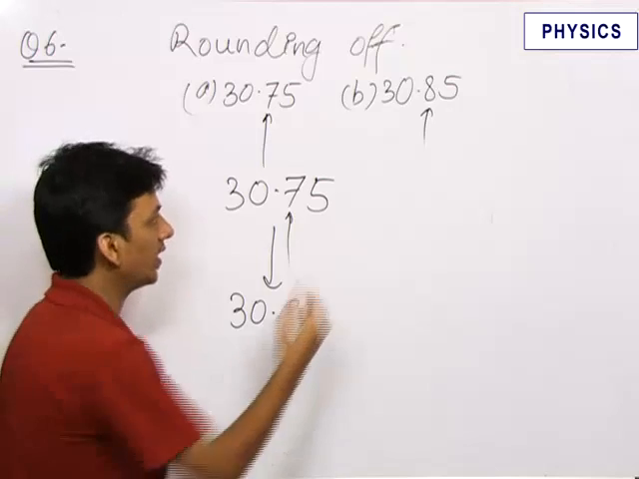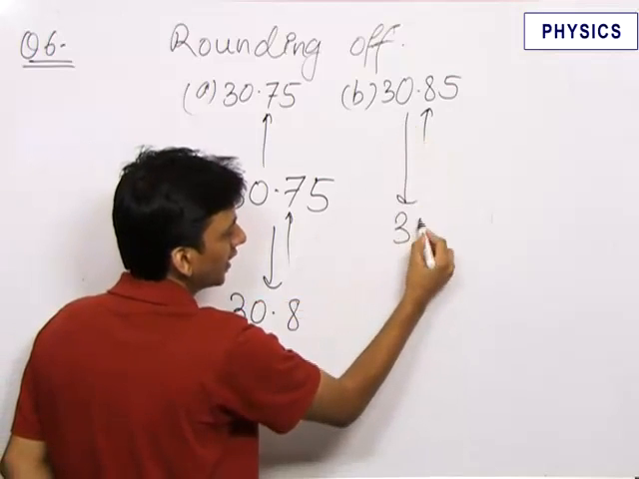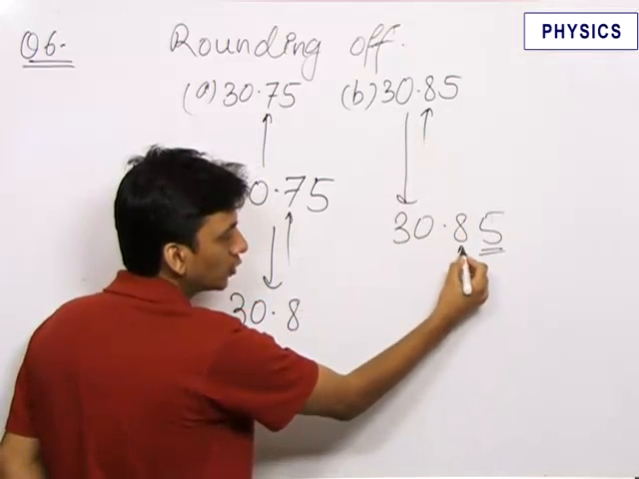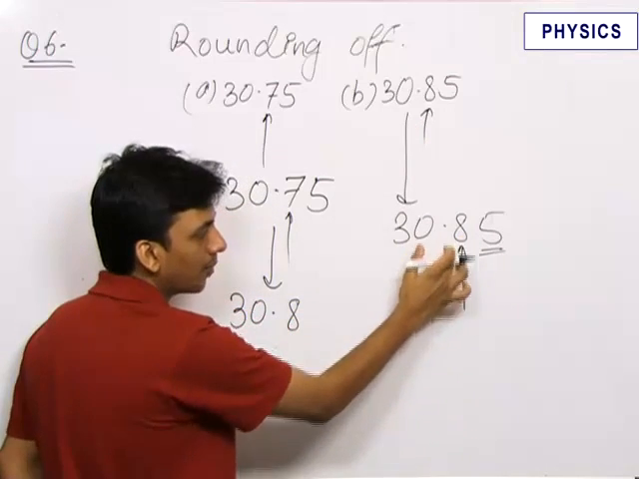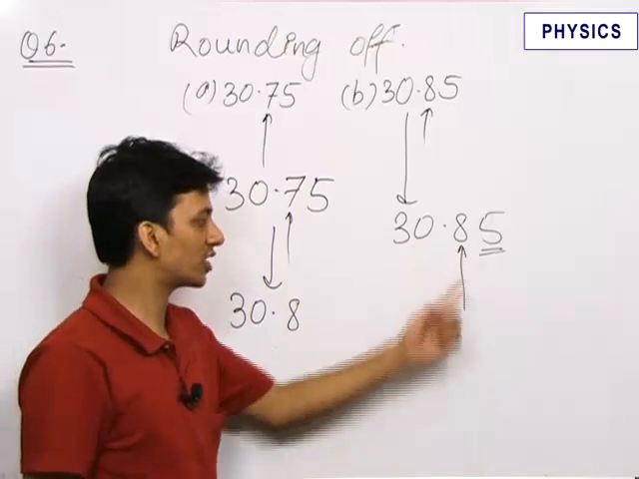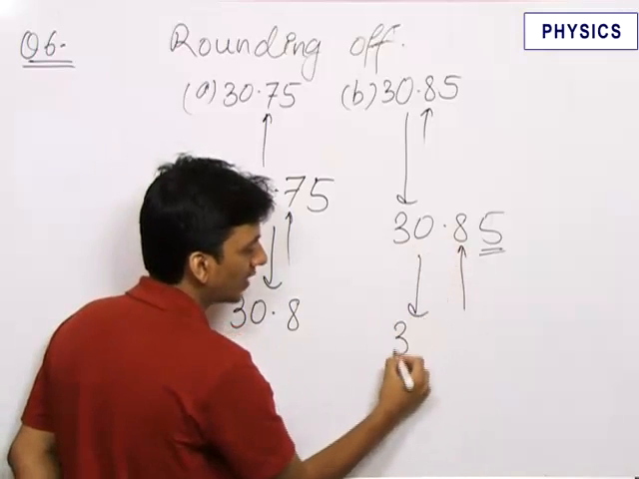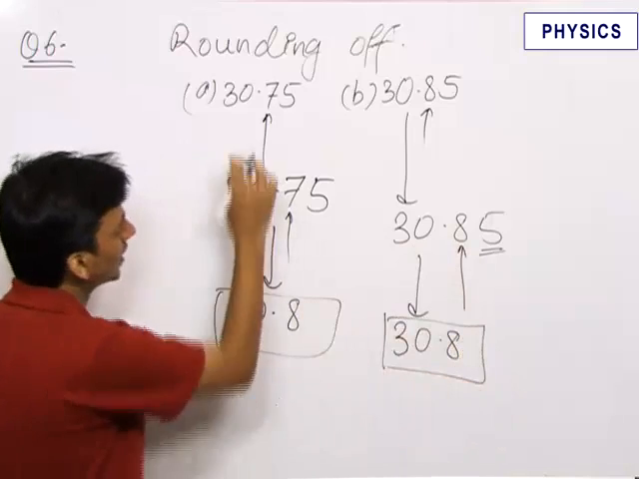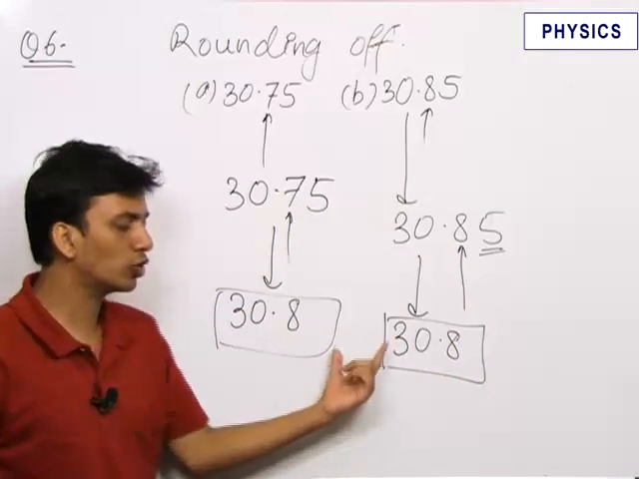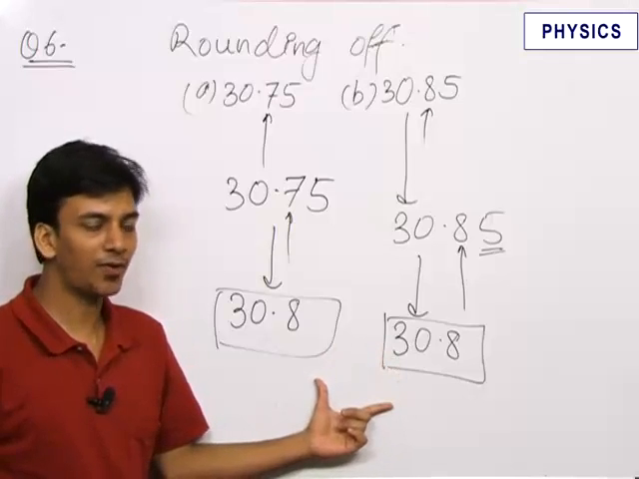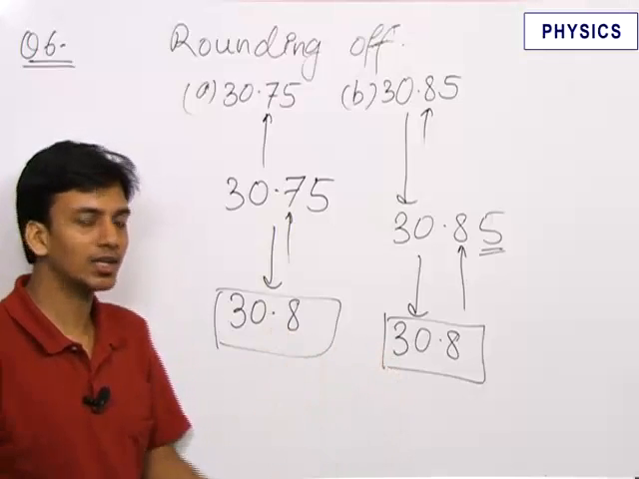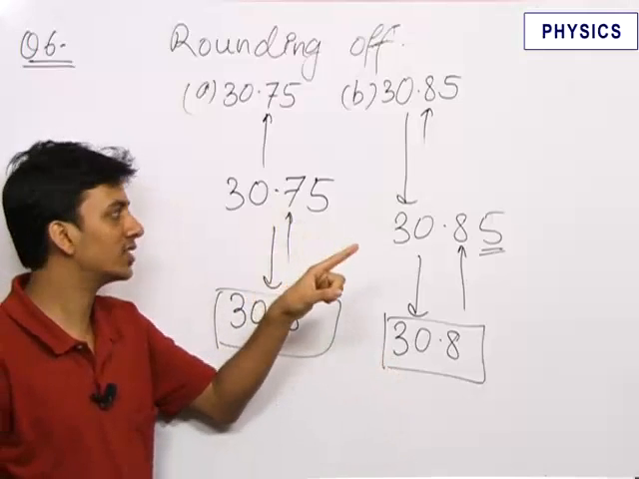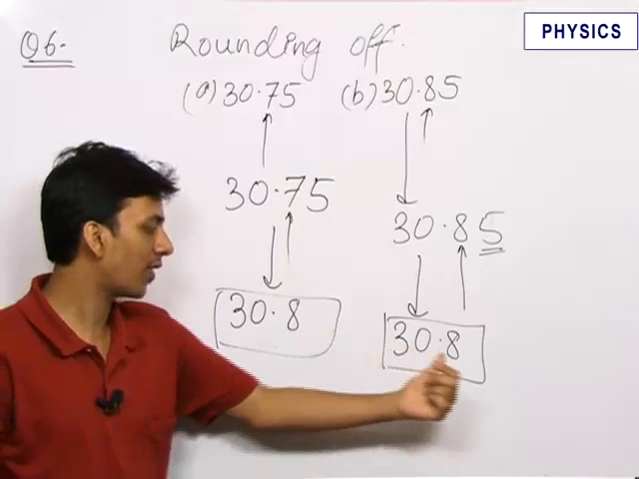Right. Now in case of this number 30.85, again here the number is 5 and we have to round it off to this place. Now in this place the number is even. So when the number is even, we just drop the 5 and this number is rounded off as 30.8. So both these 30.75 and 30.85 are rounded off as 30.8. This is the final answer, and you need to remember that the final digit which you are rounding off to, in case of the next digit being 5, is that both the numbers are finally even.